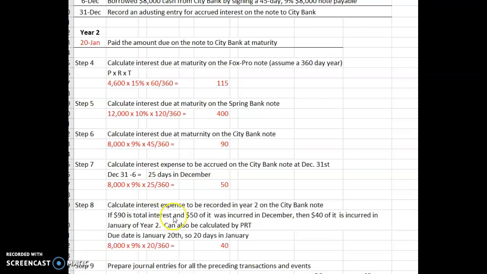There are two ways to get this answer. First of all, we already calculated that the full interest due for the full 45 days is $90. And we calculated that the amount relating to the month of December is $50. Therefore, 90 minus 50, $40 must be incurred for the month of January in year 2. You can also solve this with the formula PRT, $8,000 times 9% times 20 over 360 does equal $40.